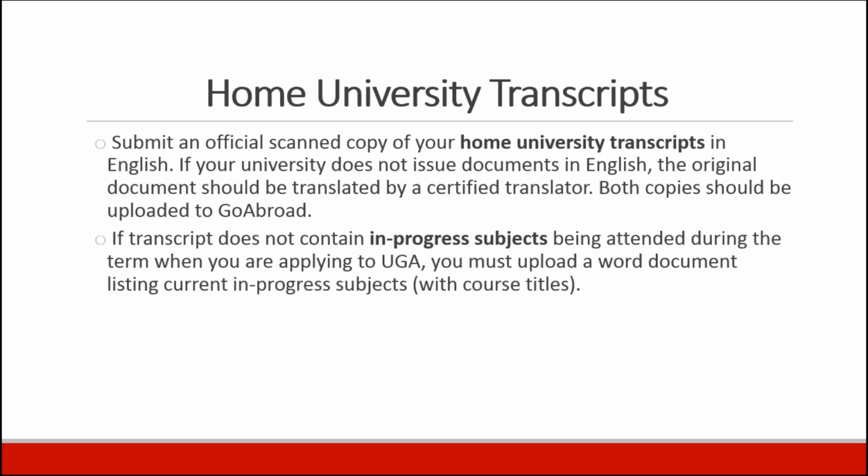If your transcript does not contain the subjects that you are taking at the moment, you can also create a list. It doesn't have to be official. You can create a list on Word with a table, or take a screenshot of your list of classes, and you can upload that as a current in-progress subject to Go Abroad. Make sure that you include course titles.